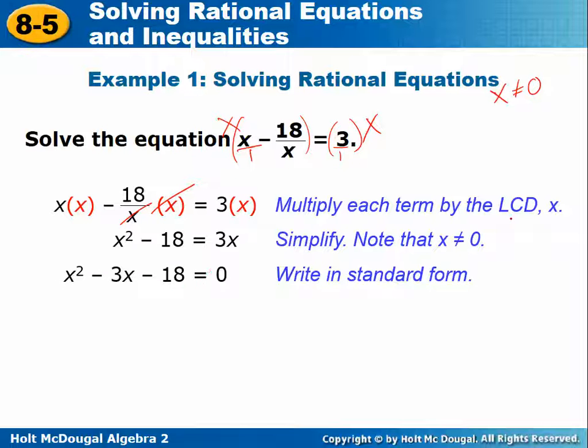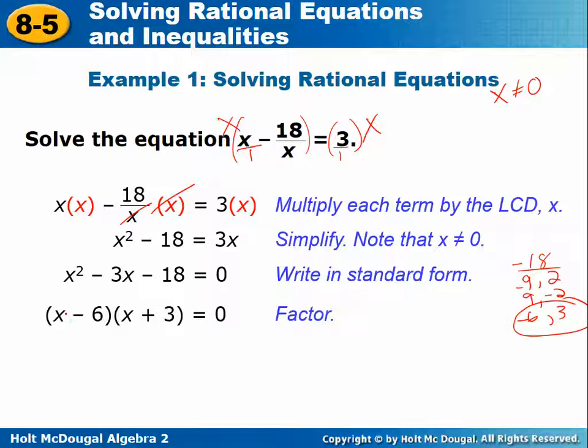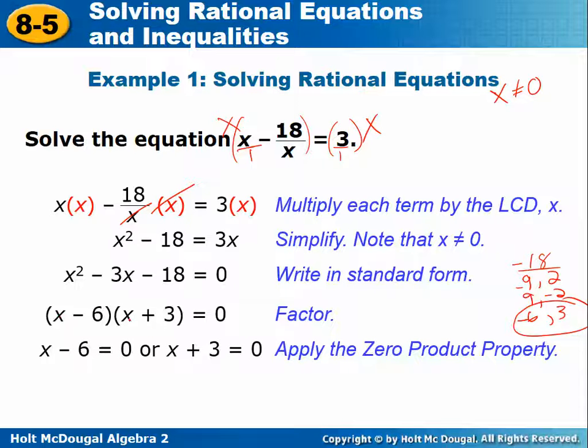The factors of negative 18 are 9 and 2, but one needs to be negative. That's not going to work. 6 and 3, and one needs to be negative. If I use these factors, when I add them together, I would get negative 3, which is the coefficient of the middle term. So I factor this to x minus 6 times x plus 3, and now I can set each of these little equations equal to 0. That means either x minus 6 equals 0 or x plus 3 equals 0. So either x equals 6 or x equals negative 3.